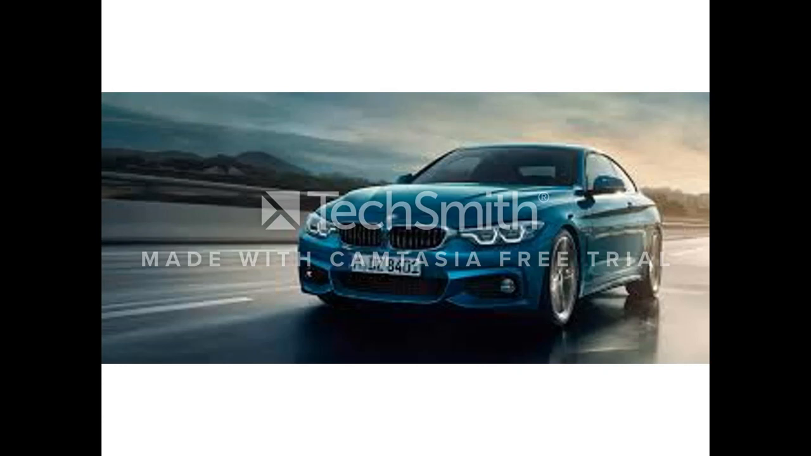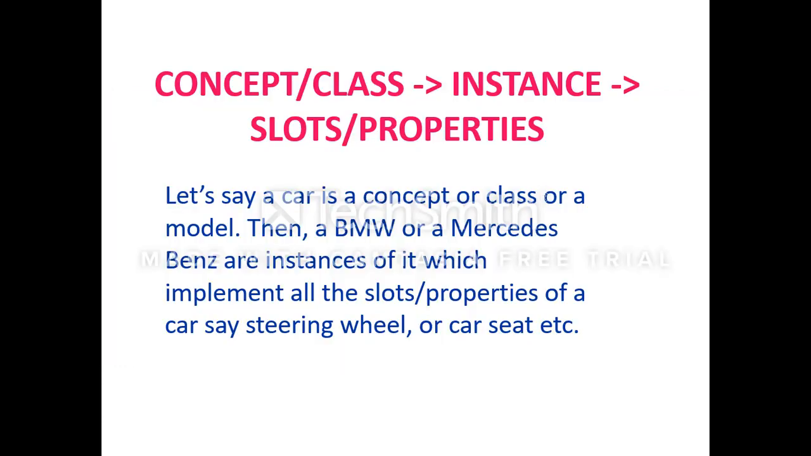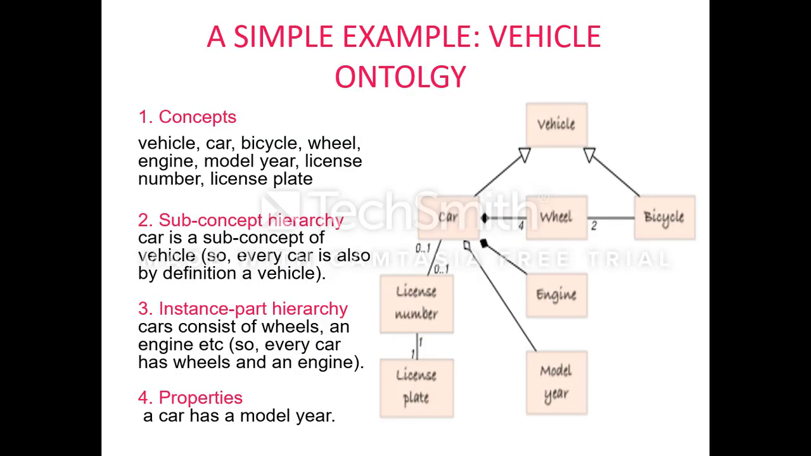For example, we may say that a car is an abstract concept or a model after which, say, a Mercedes-Benz or BMW is designed. These are actual instances of a car where all the properties or slots of a car, such as steering wheel, car seats, tires, etc., are implemented. Furthermore, a vehicle may be a superset of cars and indicate an inheritance relationship. We can understand ontology better with the vehicle ontology example.